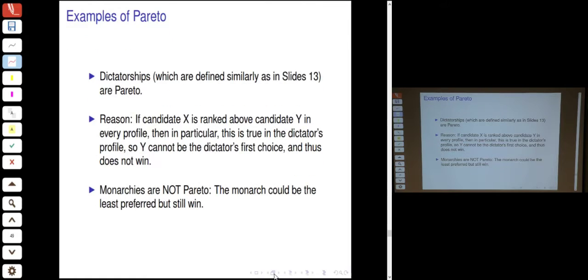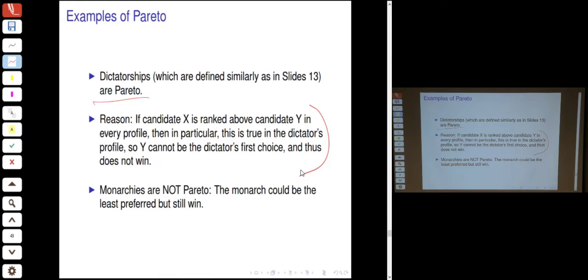So examples of Pareto conditions. Dictatorships satisfy the Pareto condition. What is the reason? If candidate X is ranked above candidate Y in every profile, then what is the dictatorship method? There is one particular important voter called the dictator, and whatever he chooses is the final preferential list, and the winner he chooses is the winner of the election.